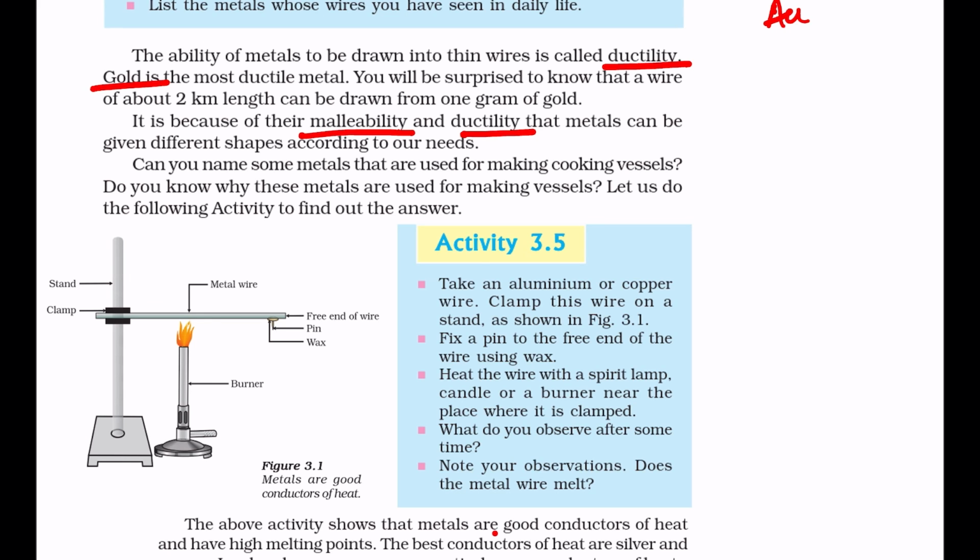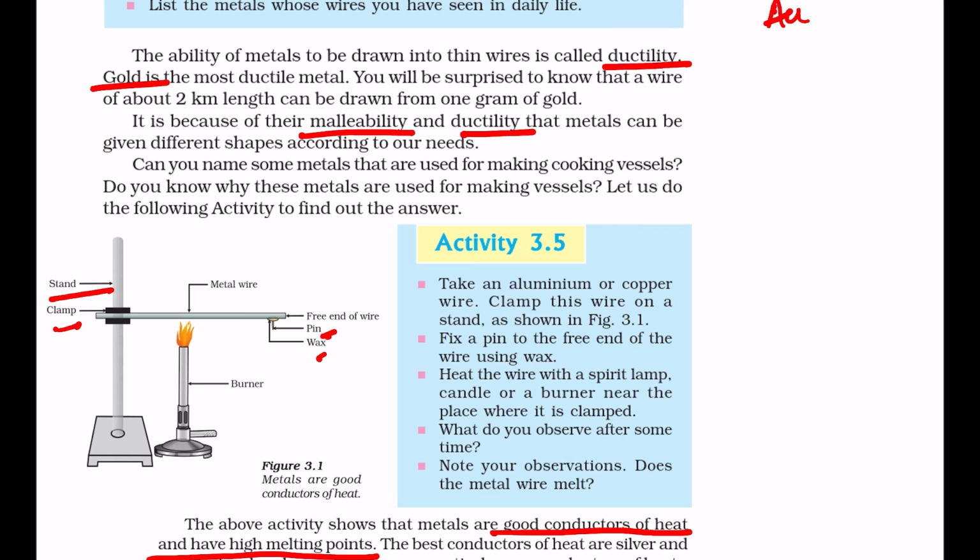Now the next activity discusses the property of the conductivity of metals. Metals are good conductors of heat and they have high melting points. Now this is the activity. This is a stand, this is a clamp. A metal wire is fixed to this clamp. One end of the metal wire is fixed to the clamp. At the other end of the metal wire, a pin is attached with the help of wax. Now the end of the metal which is clamped is heated with the help of a burner. After some time, the wax melts and the pin falls down.